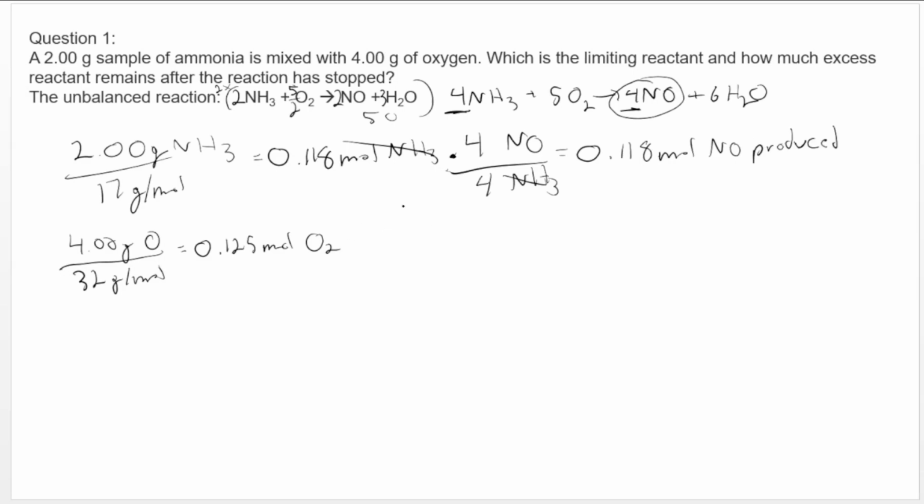Now let's do the same thing for oxygen. The ratio between oxygen and NO is a 5 to 4. So now we need to factor that in.